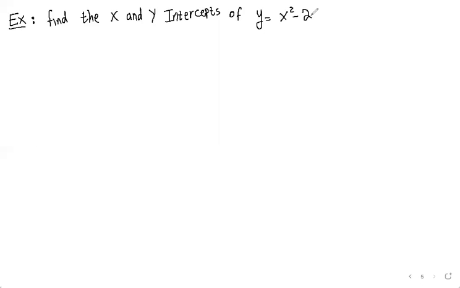So the example: find the x and y intercepts of the equation y equals x squared minus 2. How can we find the x-intercept? Who will do the first one? The x-intercept.